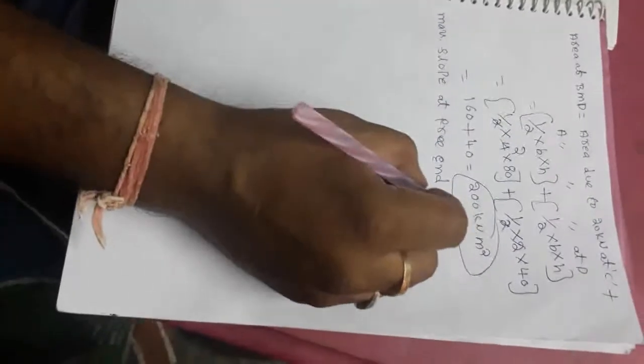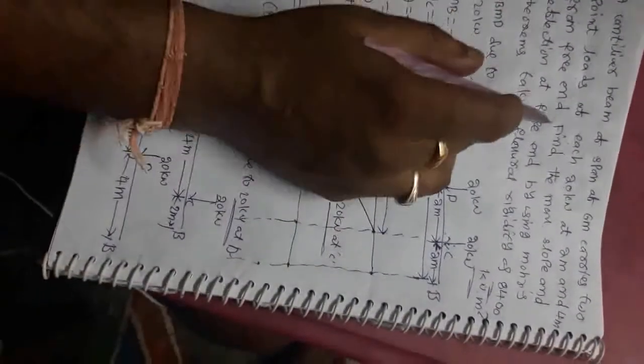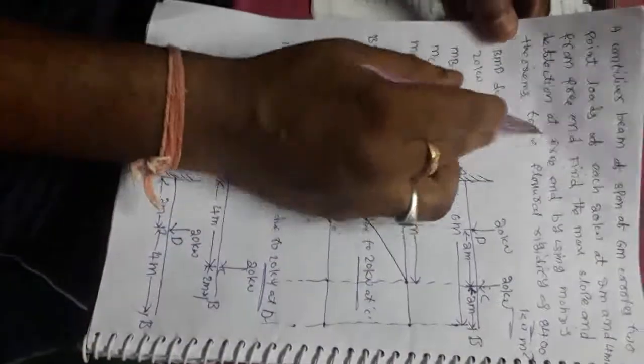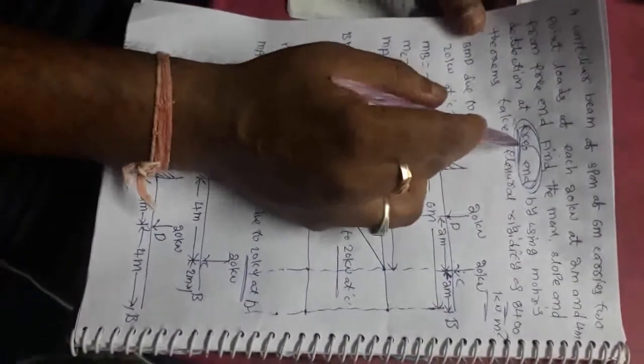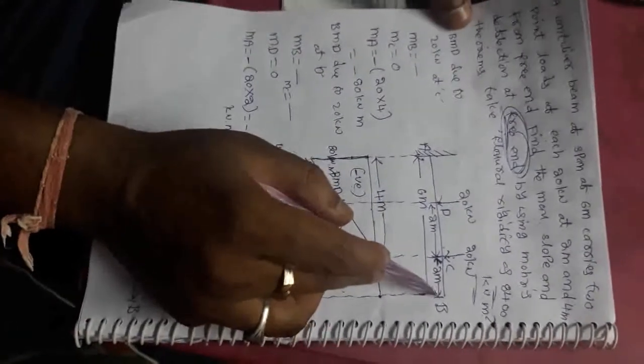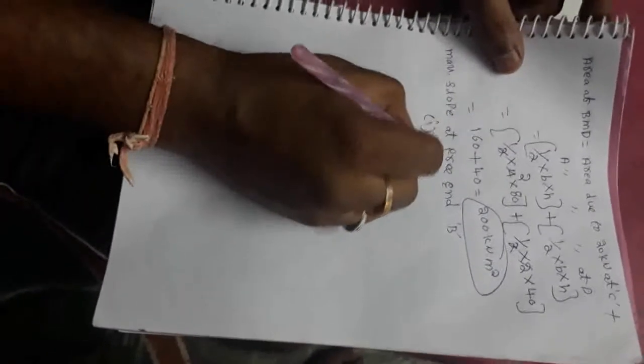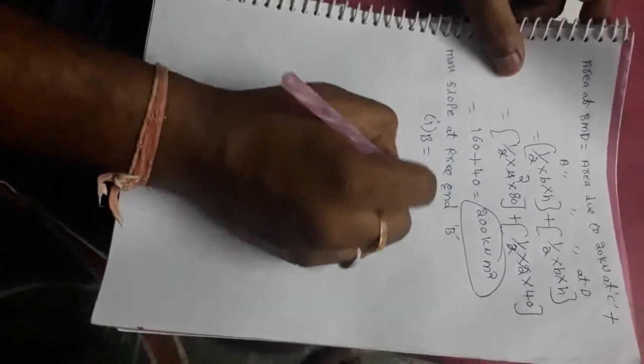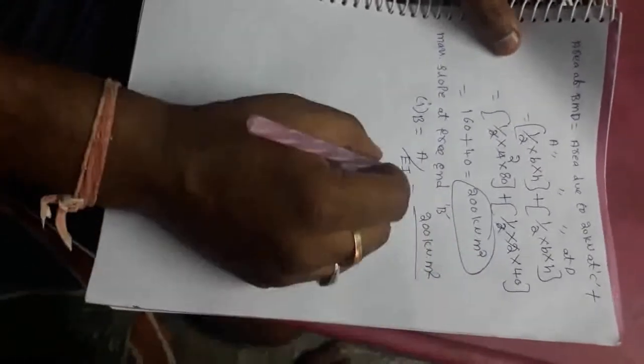Assume the free end as B. The question asks us to find the maximum slope and deflection at the free end. So here is the fixed end and here is the free end, and you can assume the free end as letter B. So the maximum slope, denoted by theta, at the free end B, the formula is A by EI. A equal to 200, you already got the area.